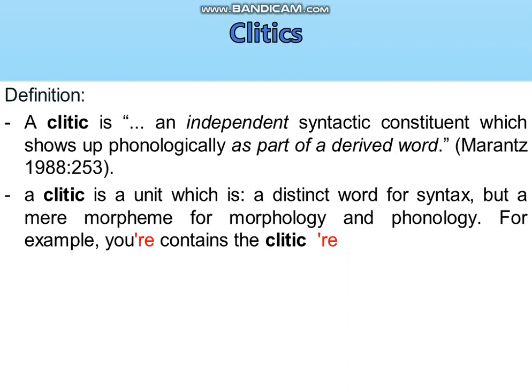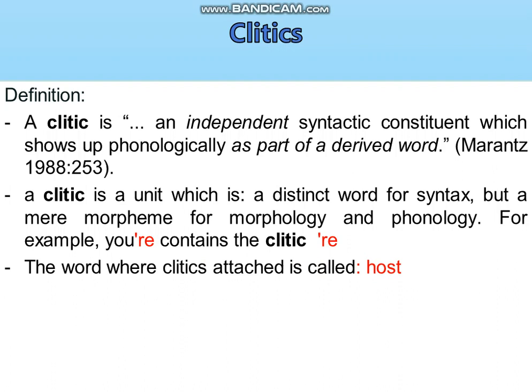For example, you're: a contracted clitic 're. Okay, the word where clitics attach is called host. You here is host. Apostrophe re here is clitic. Okay.